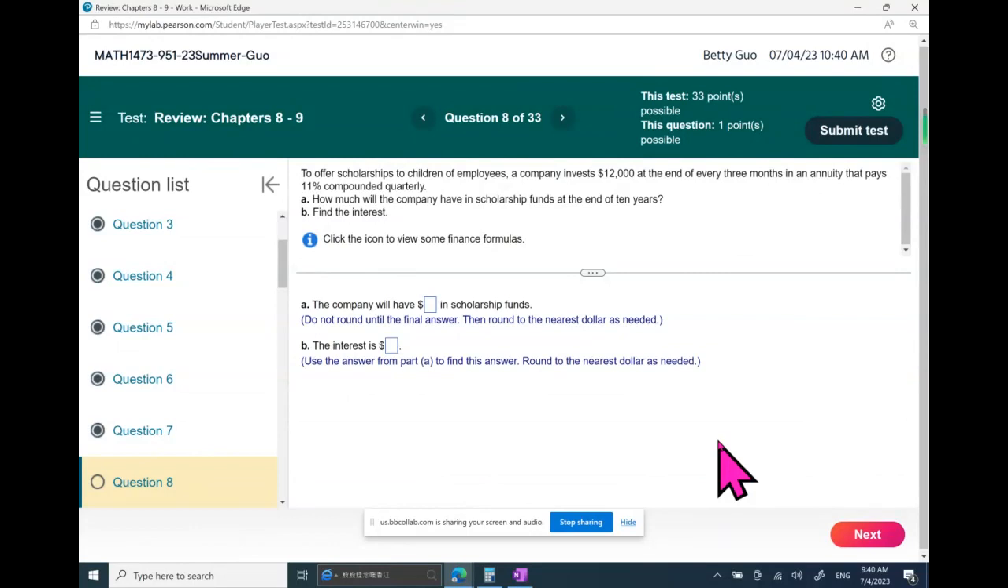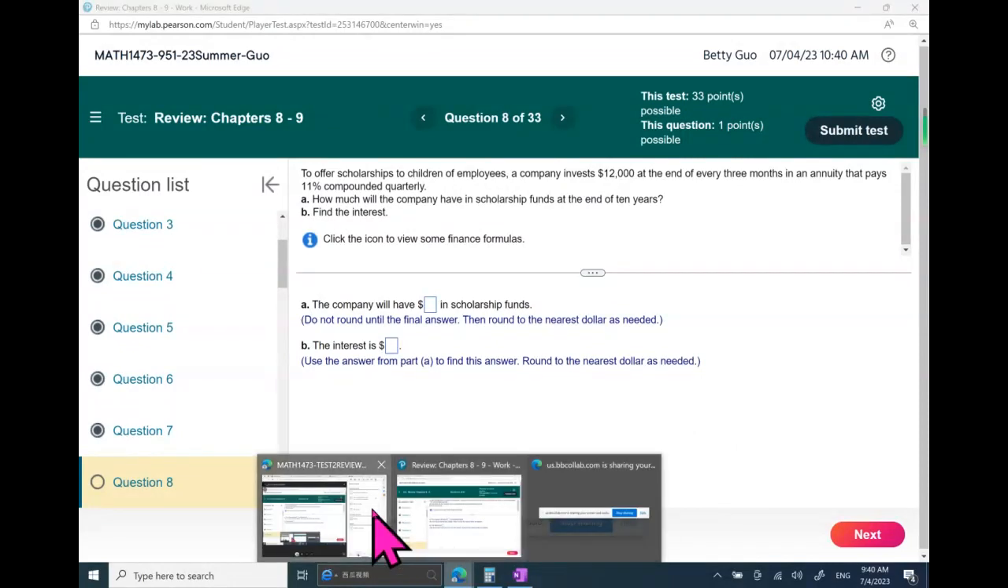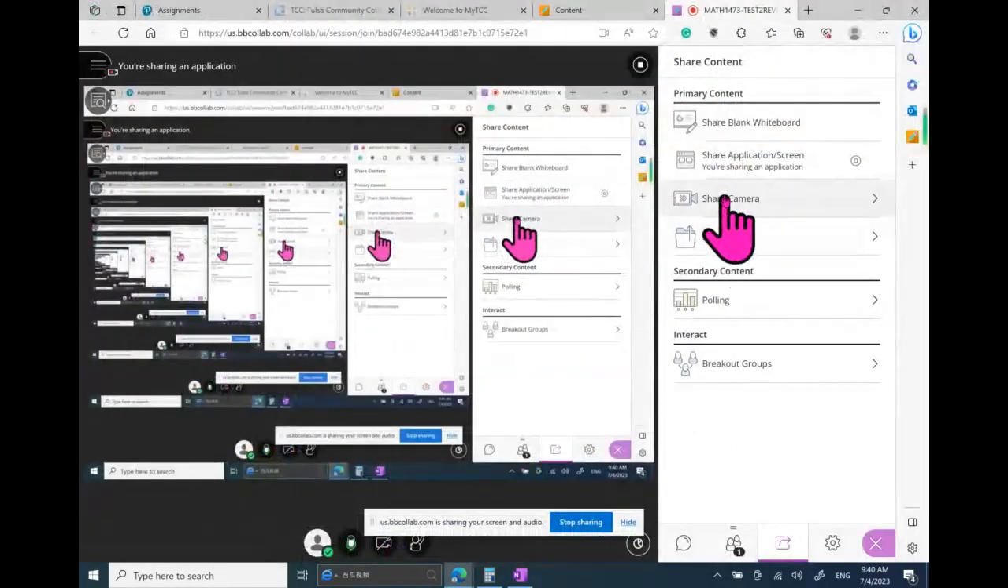Same as earlier, right? Just different values. Let me get the information. The information about the annuity: interest rate is 11%, pretty high. The quarterly contribution is $12,000. That's a lot. And for how many years? 10 years. Okay, so we got the information, and we are going to go to my calculator. Share camera.